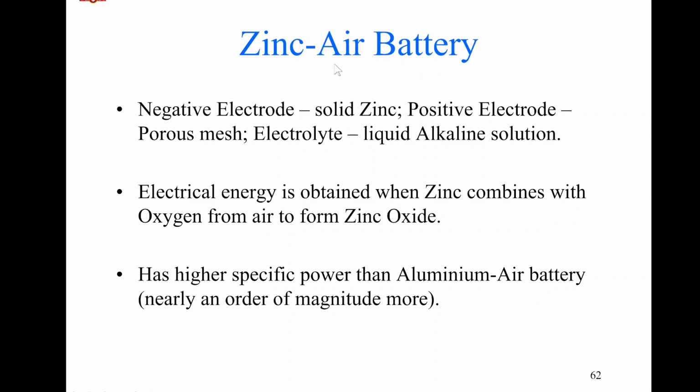Then we have zinc air batteries where the negative electrode is solid zinc, positive electrode is a porous mesh, and electrolyte is liquid alkaline solution. Here the electrical energy is obtained when the zinc combines with oxygen from the air to form zinc oxide. It has higher specific power than aluminum air battery, nearly an order of magnitude or more.